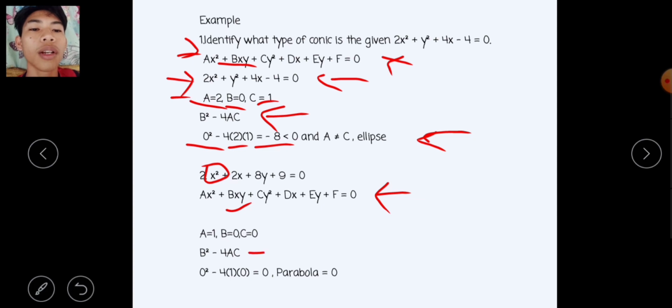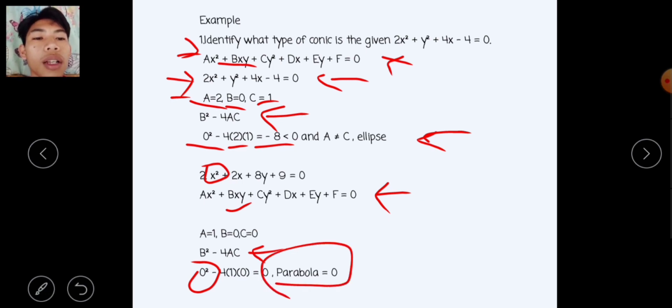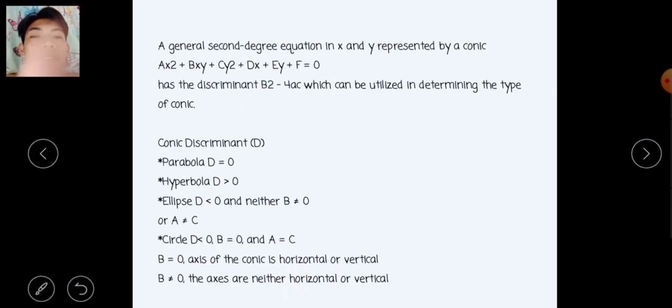Next, let's proceed to this formula. So b is 0, minus 4a, which is 1, and c is 0. So 0 squared minus 4 times 1 times 0 is equal to 0. So the discriminant is 0. So automatically it is a parabola, because this tells the conic discriminant: if the discriminant is equal to 0, it is a parabola.